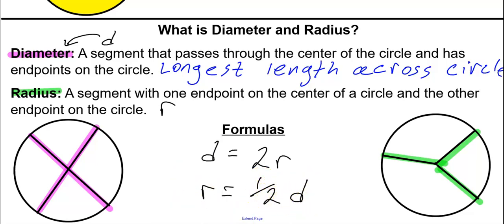And if we put our colors on here, we'll remember that the diameters are in purple and my radius is in green. So if I want to find the diameter, multiply the radius by 2. If I want to find the radius, cut the diameter in half.